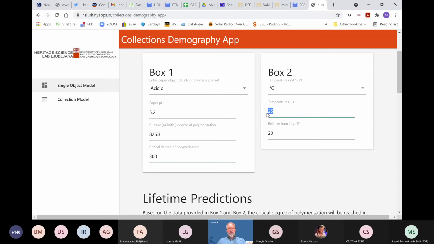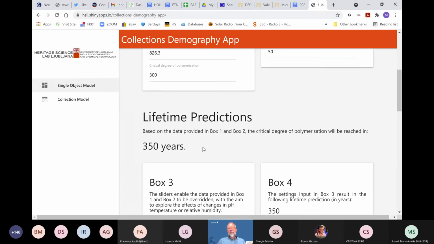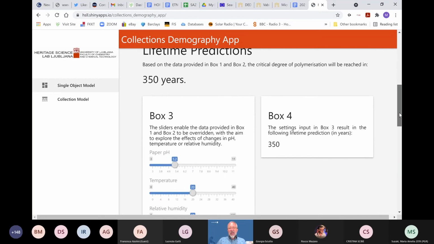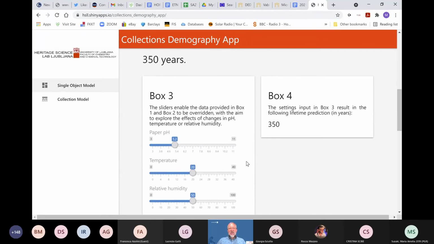Let's say that the average temperature in our storage environment is 20 degrees and the relative humidity is 50%, so what might be considered as standard conditions. Of course, we can play around in degrees Celsius or Fahrenheit if we like. And we see that the lifetime predicted for this type of paper is 350 years. Now, we may want to see what might happen if we decrease the temperature, say, by 4 degrees. And we see that by cooling the collection from 20 average degrees throughout the year to 16 degrees throughout the year, we comfortably exceed the planning horizon of even 500 years.